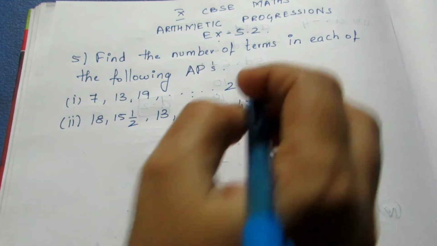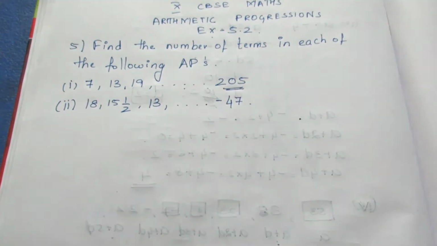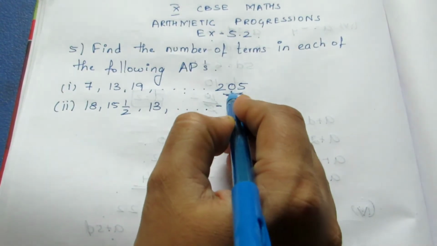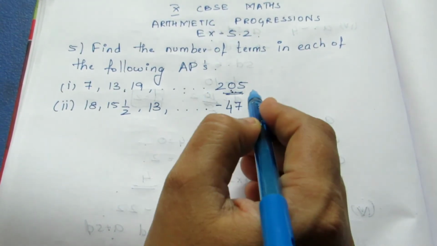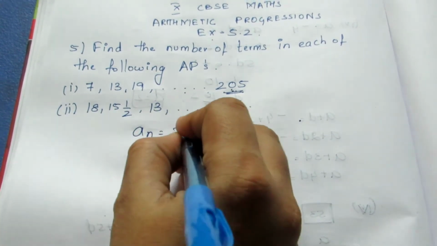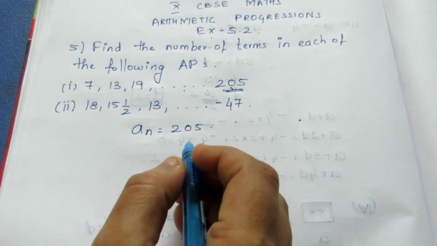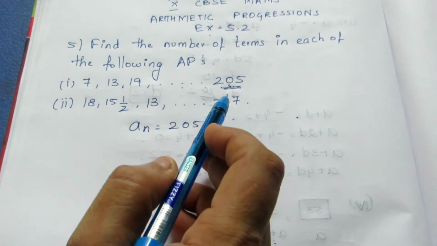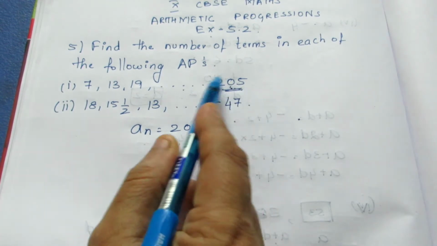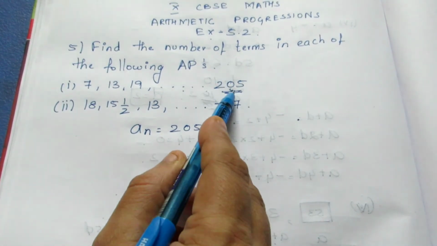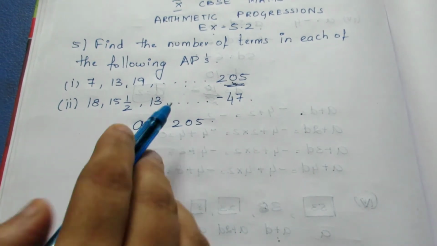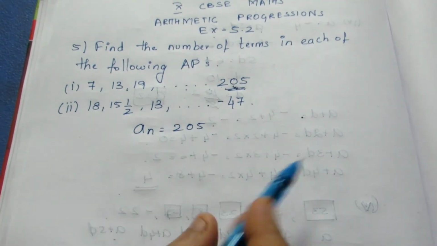So whatever number is given at the end, if we find the term number of this 205, we will know how many terms are there in it. So in that case, we need to take an to be 205. Then I can find the number of terms, which will be the total number of terms. So always write an to be 205.